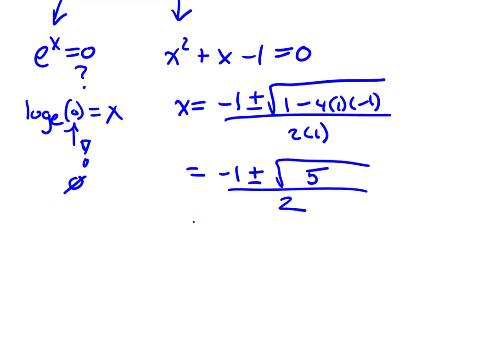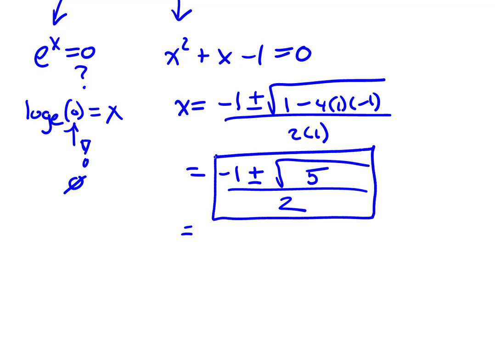And then this, of course, is going to remain an irrational solution or set of solutions, so we'll just keep it as is. The plus or minus means we have two options here, but there's no way to make this any simpler, so it's an irrational solution, but one nonetheless.